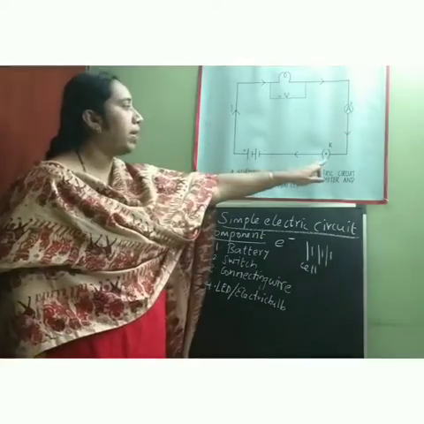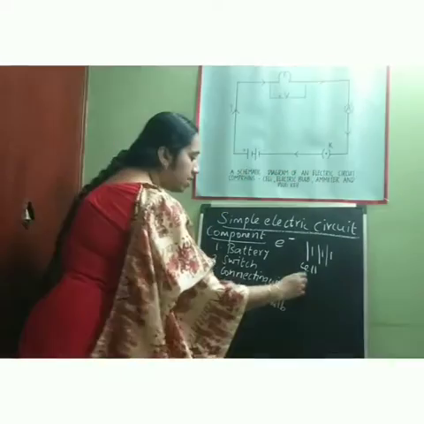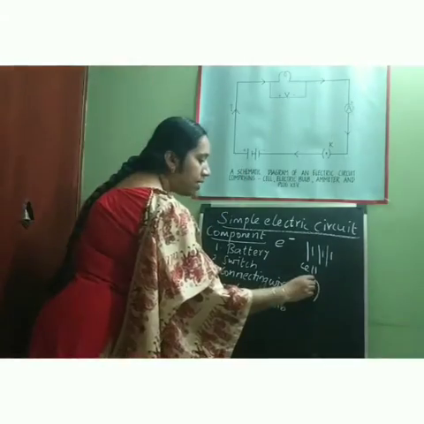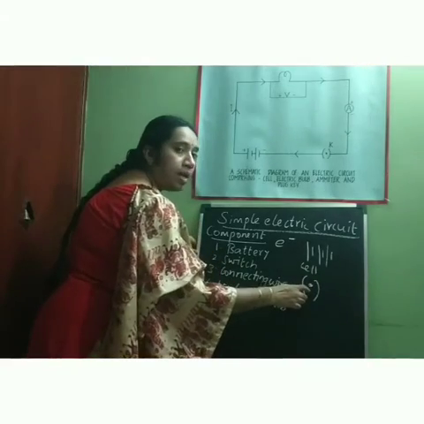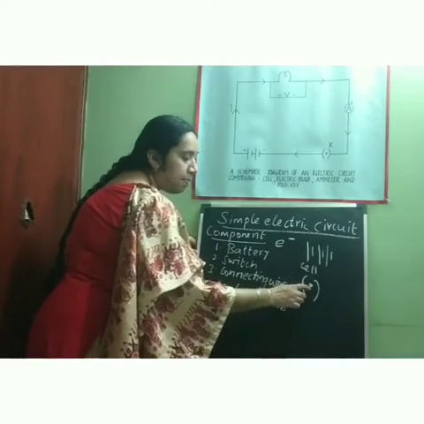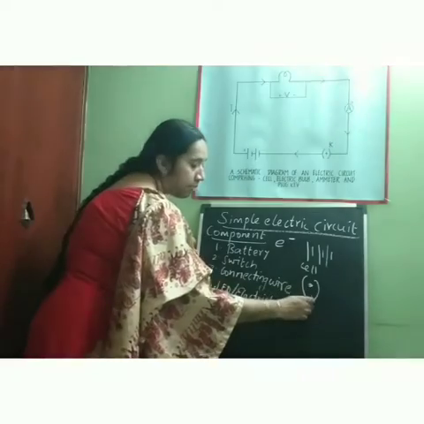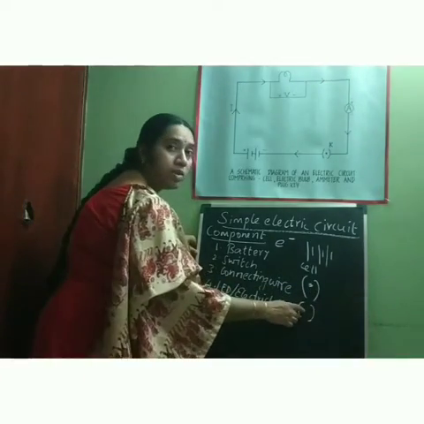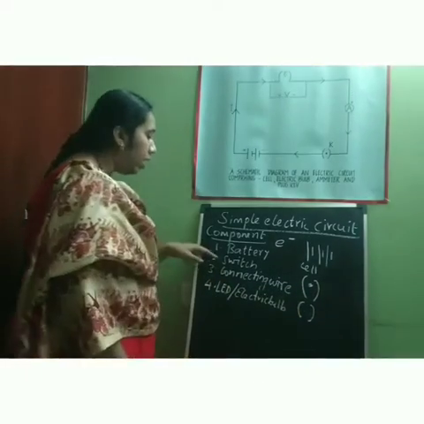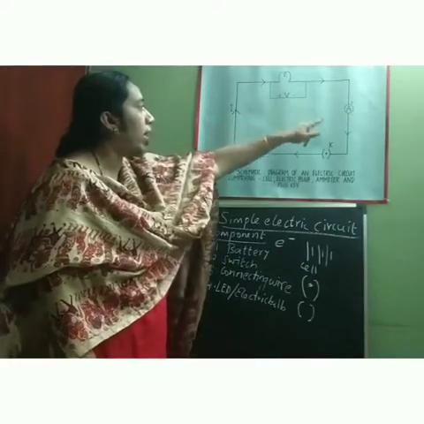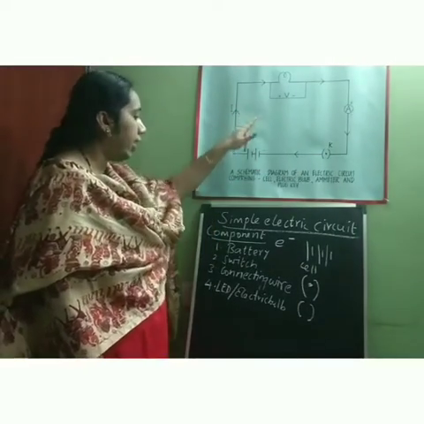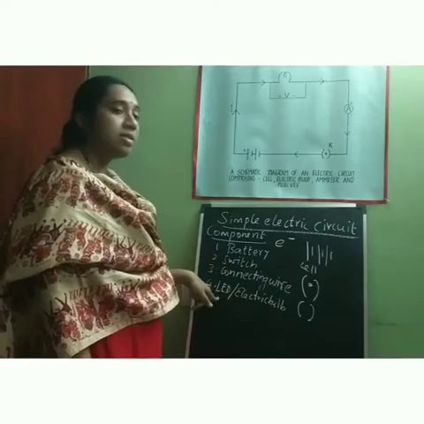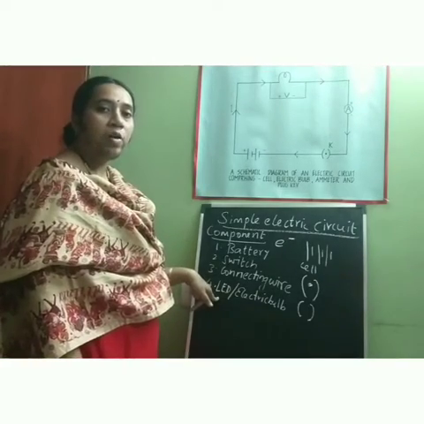The second component you need is a switch. This is the conventional symbol of a switch. This is said to be a closed one. So this symbol represents the switch is closed. This symbol represents the switch is open. The third component you need is some connecting wires. This is the connecting wire. And the fourth one is nothing but an LED or electric bulb.